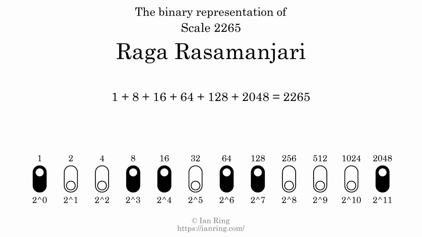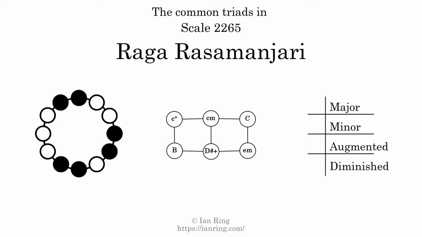2265. The scale number not only enumerates the scale with a unique index, but it also literally describes the tonal content of the scale. Represented as a binary number in base 2, the scale number is 100011011001. Here are the common triads present in this scale.